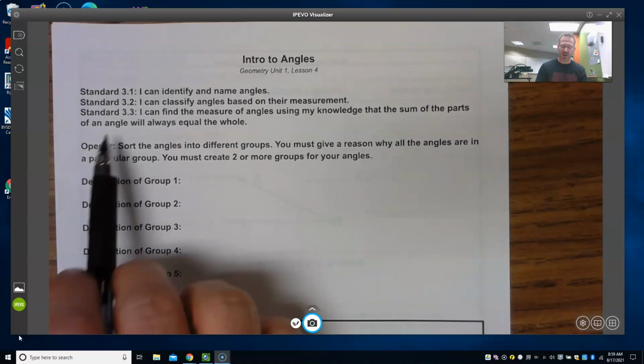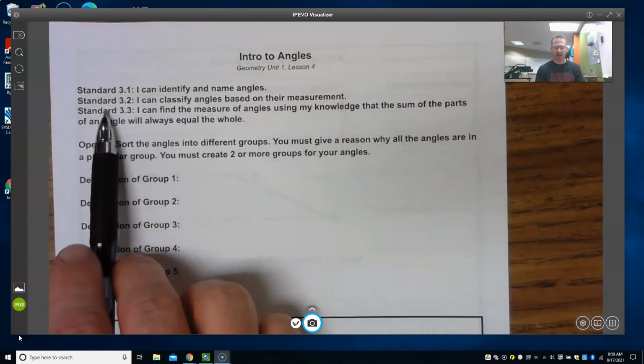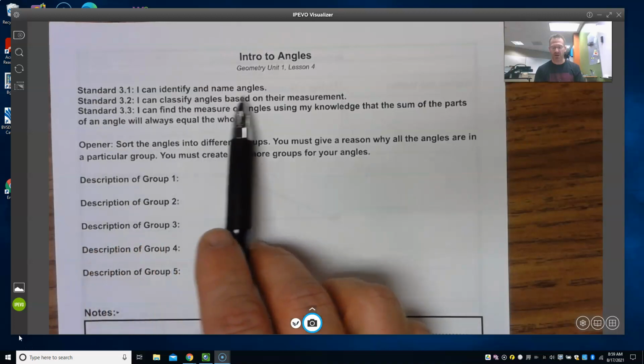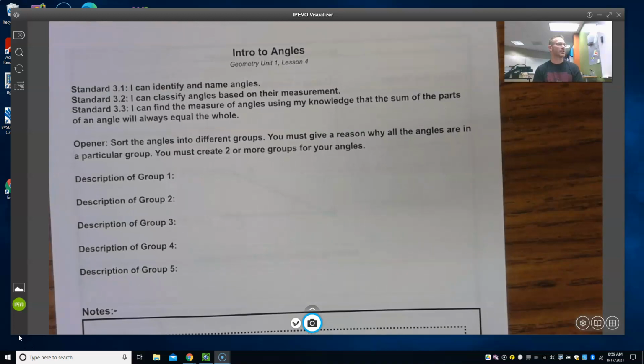You can see that we're moving into standard 3 here. So we have standard 3.1, I can identify and name angles. Standard 3.2, I can classify angles based on their measurements. And standard 3.3, I can find the measure of angles using my knowledge that the sum of the parts of an angle will always equal the whole.